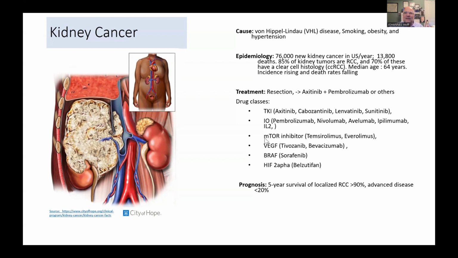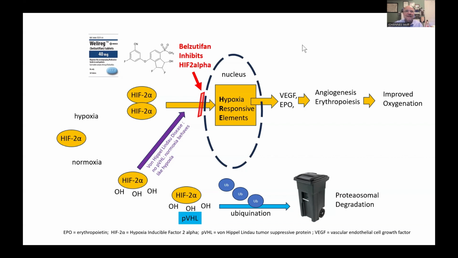If you read through the drug classes that are by now used, you will also find HIF2a, belzutifan. This is what this paper is about that we're discussing. The overall prognosis is relatively good, considering this is cancer, if the disease is localized. Then more than 90% of patients will survive 5 years or longer. In contrast, when the disease is advanced, such as metastases or that type of tumor growth, the prognosis is still pretty poor.